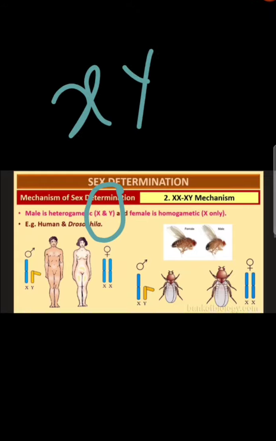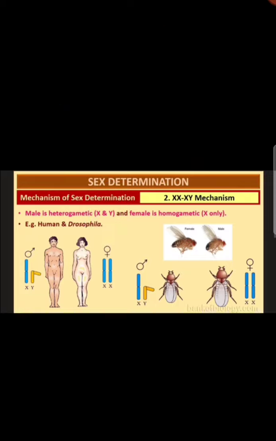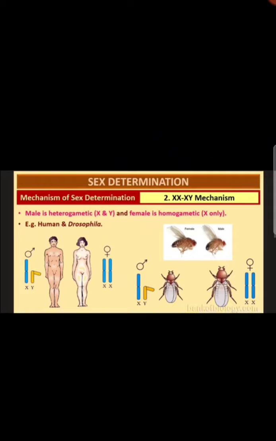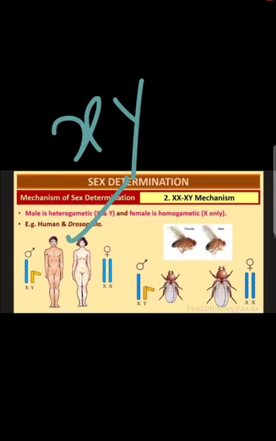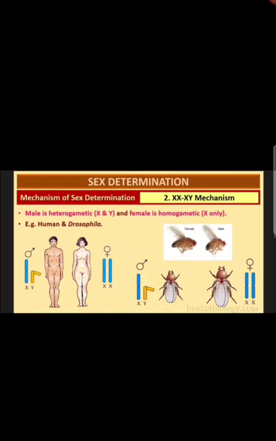So the only difference is that in case of grasshopper there was no Y chromosome, so that is why we denote it as 0, but here there is Y chromosome in case of males, X and Y. In case of females it is X and X in both Drosophila and human beings. So the males are heterogametic because they have hetero meaning different gametes. Females are homogametic, both the gametes are same, having X only.